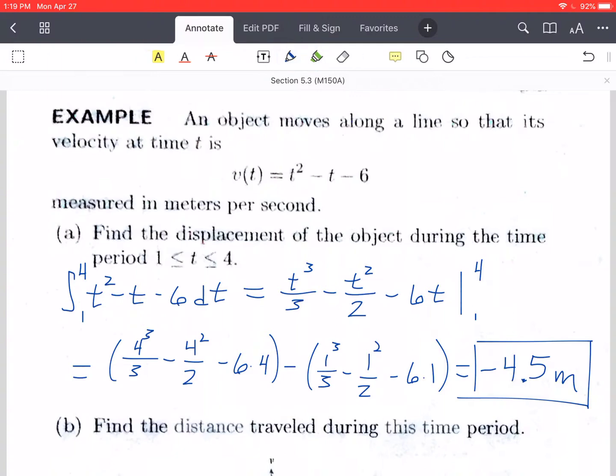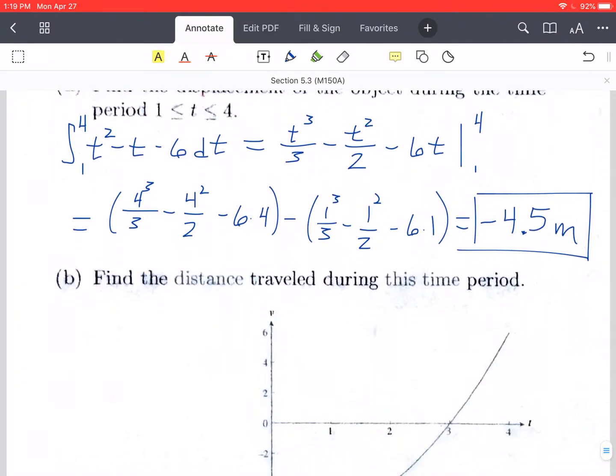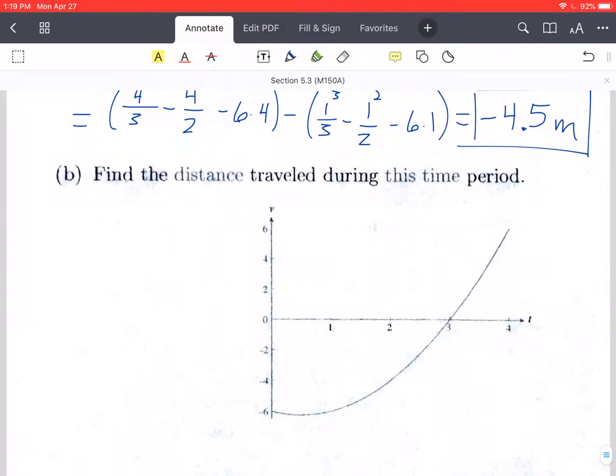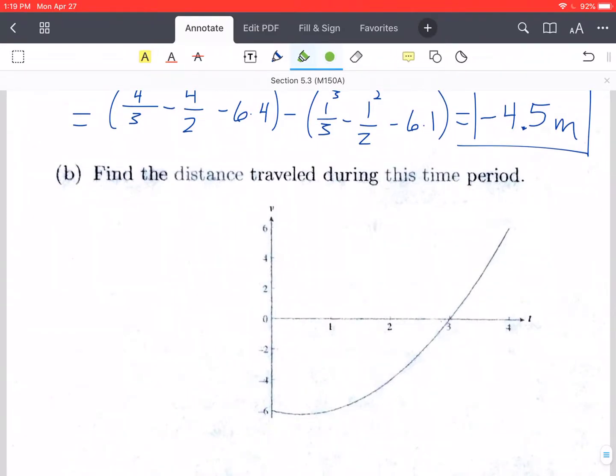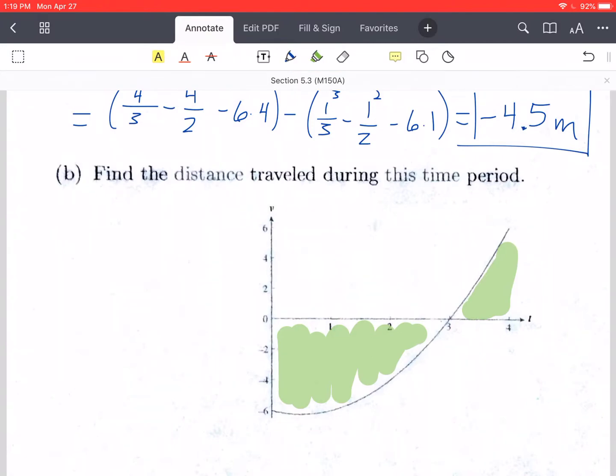But if we're looking now in part B at the distance traveled during this time period, then you can see the graph down here, right? So it's going backwards for quite a ways, and then it turns around and starts going forwards up here. So for the distance traveled, we need to take the absolute value of this function, but in order to do that, we need to know where the function is positive and where it's negative. Now, of course, you can see on the graph right there, but we wouldn't normally have a graph given to us, so we need to actually compute this analytically.